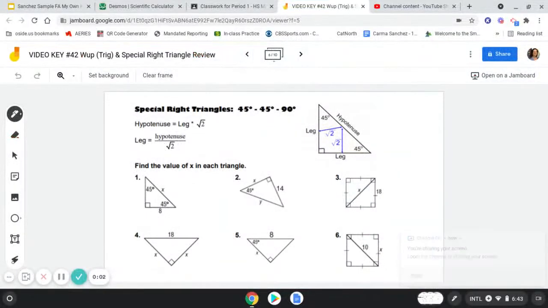Okay, now we're going to talk about the 45, 45, 90 relationship. And I do think this one is simpler to remember because the two sides are the same. This is when we're talking about an isosceles right triangle: two side lengths that are the same and two angles that are the same.